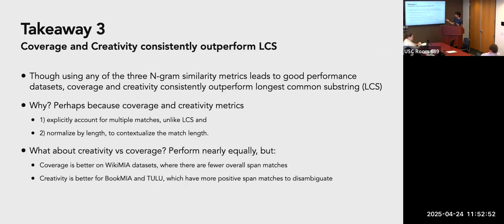And then this is a somewhat interesting case, but you also have this balance of coverage versus creativity. In some cases, creativity is actually worse. We noticed that it varies based on which data set. For data sets like Book MIA and Tulu, where for books you have to generate a much longer book, and for Tulu you need to generate a long response to an instruction, where you have these longer generations, creativity is better at disambiguating when you have partial matches, whereas coverage is better when there are going to be fewer overall span matches. This just comes down to a few cases. In general, their performance is somewhat comparable. These are just two small differences.